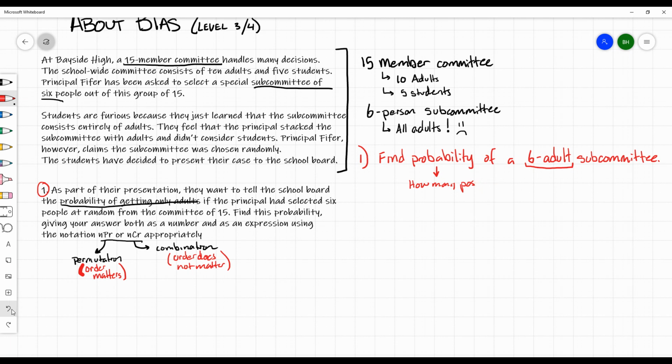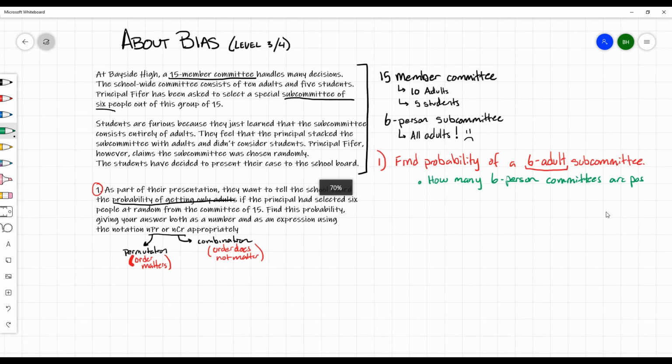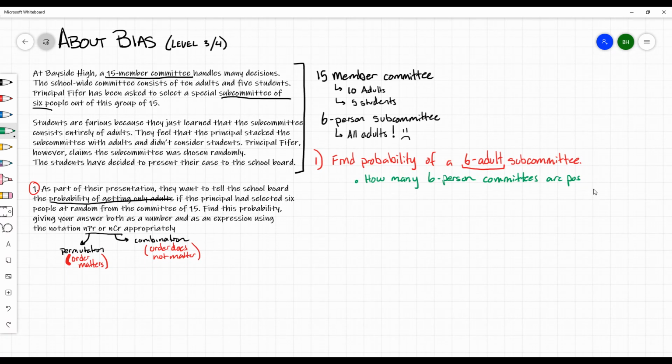Actually, let me write this a little bit separate and a little bit bigger. Okay, I'm going to do this in green. In order to answer this question, we need to do a couple things. Number one, we need to see how many 6-person committees can we make? Oh, let me zoom out a little bit. How many 6-person committees are actually possible using this 15 member? And then we want to see, out of the overall number of 6-person committees that can be made, how many 6-person committees are only adults?